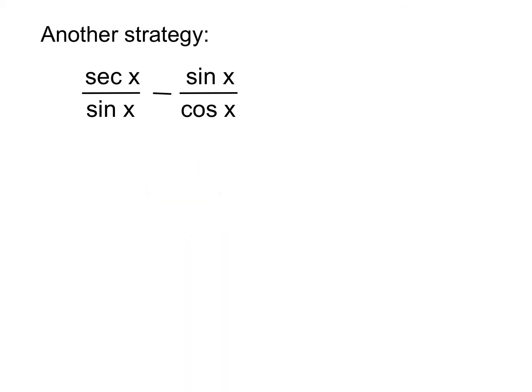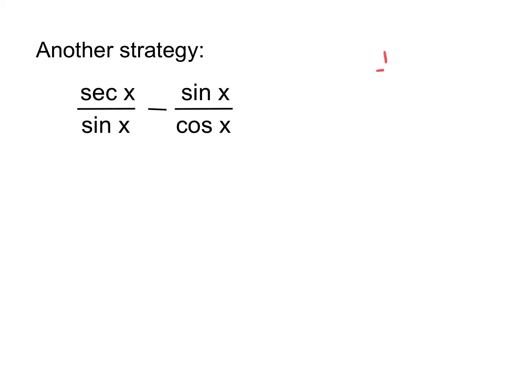All right, a new strategy. And this strategy is to find a common denominator and then add the fractions together. So you have to know how to find common denominators. So just a reminder, if I have 1/2 plus 1/3, my denominator has to be the same before I can add them. So I have to find the least common multiple. This least common multiple is 6.